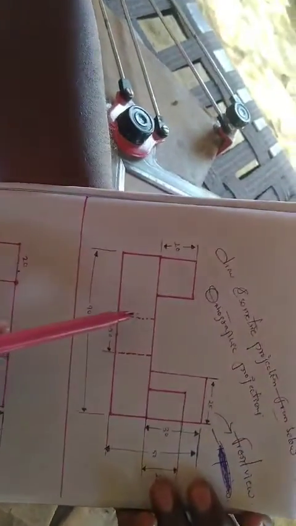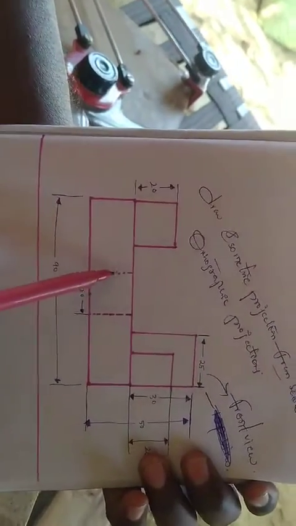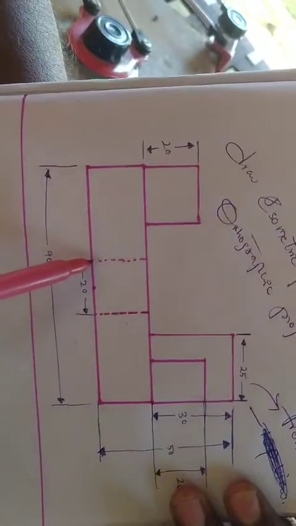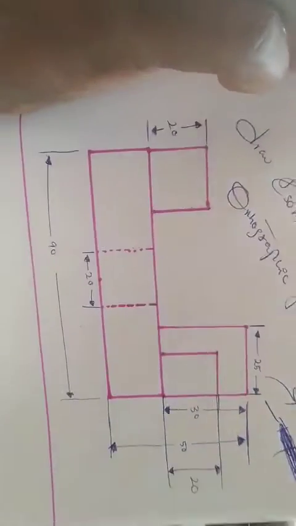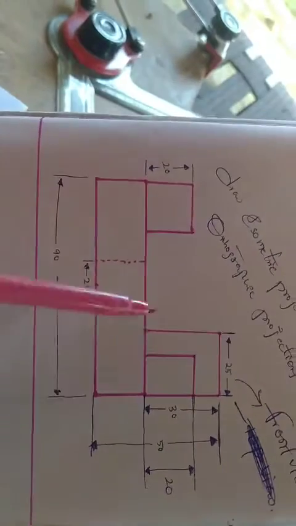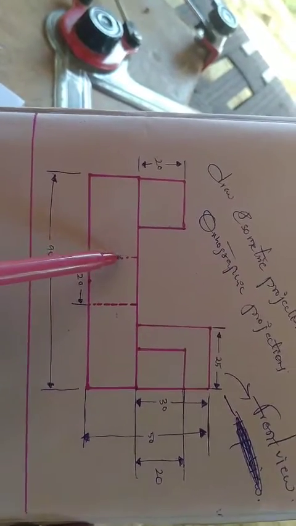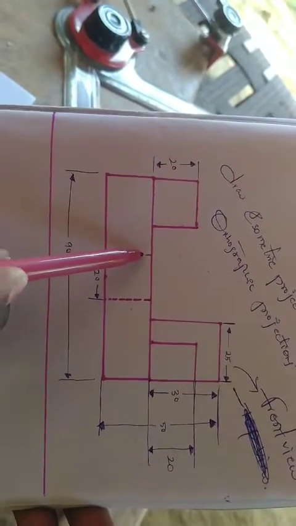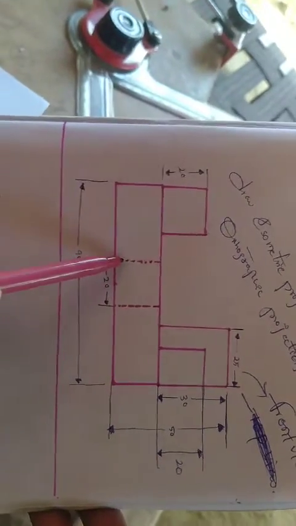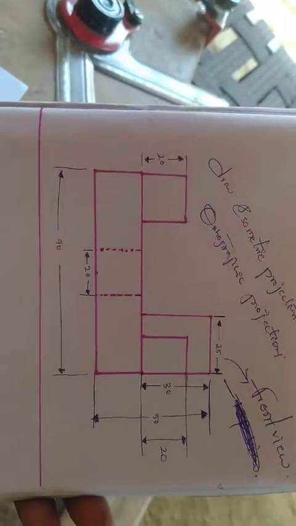This is a dotted shape. These dotted marks are nothing but the invisible hidden shape. In isometric projection and orthographic projection, dotted lines indicate a hidden shape, an invisible hidden shape.